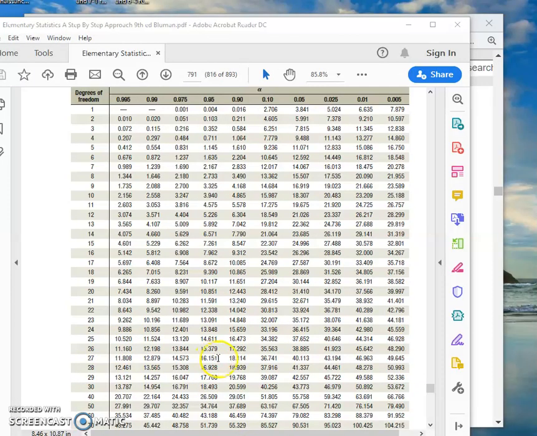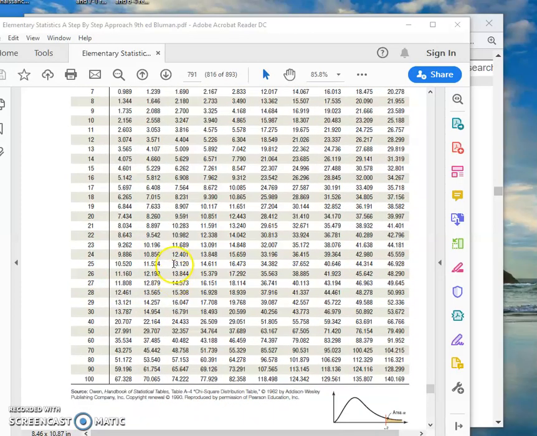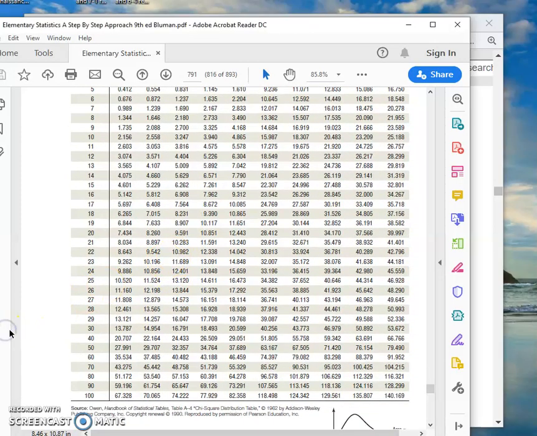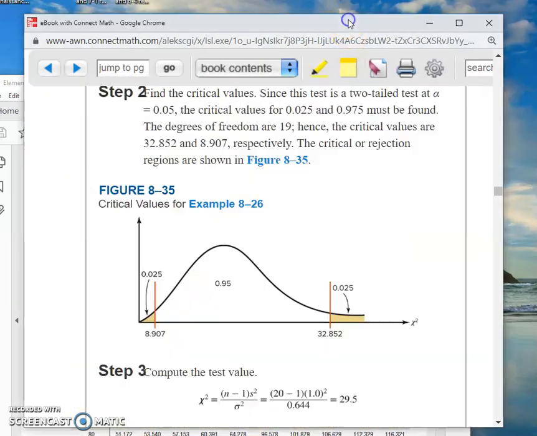Okay, so to find these critical values, as always, we look first of all over here at degrees of freedom. The sample size is 20, so the degrees of freedom is 19. We want the two. Let me bounce back over here. We want this one and this one, because we want 2.5% over here and 2.5% over here.